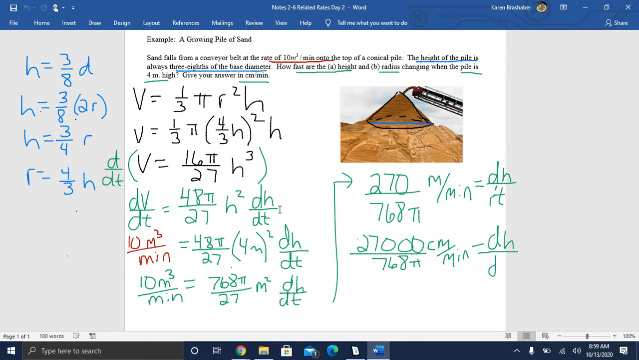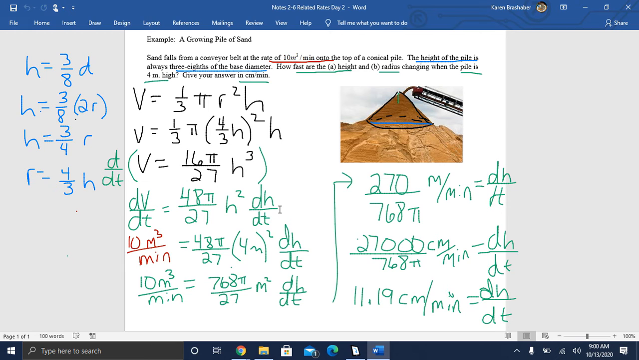And at this point, I'm going to switch to a decimal approximation. So that would be 11.19. We'll go to the nearest hundredth centimeters per minute is what the rate of change of the height would be. So dH/dt is 11.19 centimeters per minute. And that takes care of the unit change and having us find the rate of change of the height.